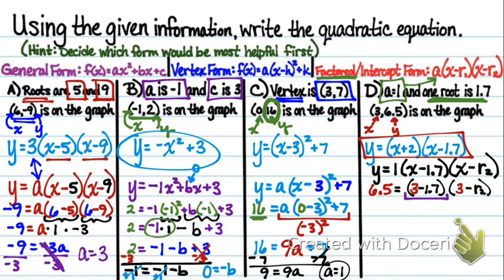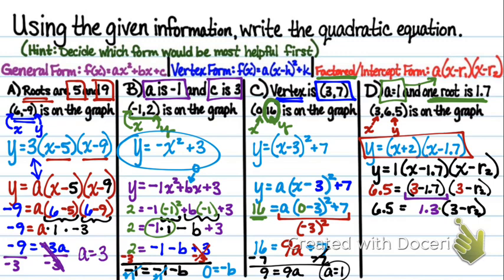Can I simplify these parentheses right here? Yeah. What is 3 minus 1.7? 1.3. And then I still have these parentheses. 3 minus r2 equals 6.5. What's going on between the 1.3 and the parentheses? Multiplication. So I could distribute, but that's going to make some of my numbers really gross.